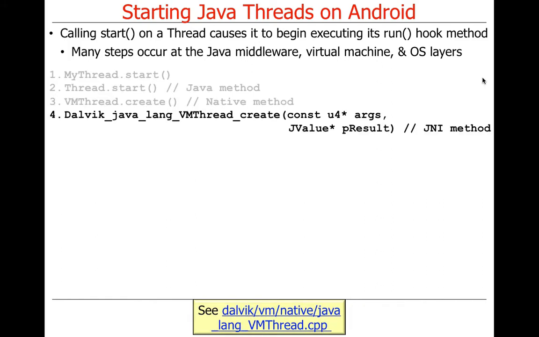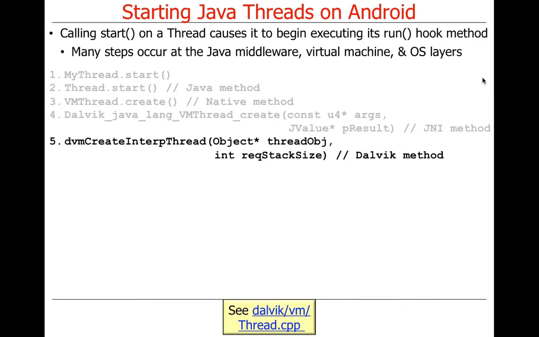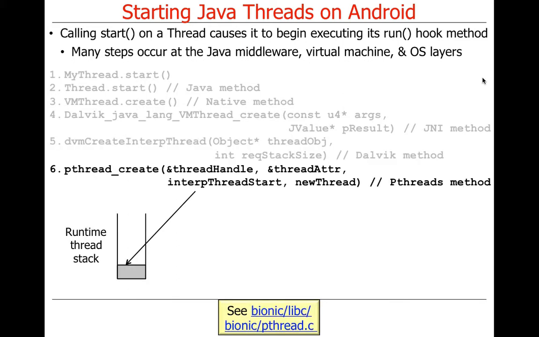That calls into a Java native interface method written in C that's part of the Dalvik virtual machine, which is written in C and C++. That calls into yet another method inside of the Dalvik virtual machine. This is a Java native interface method that goes from Java into C. Then that goes inside the actual Java virtual machine interpreter. That ultimately calls pthread create, which comes out of the standard libc library.